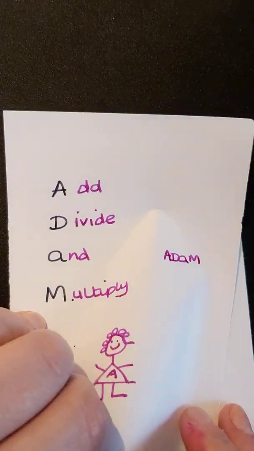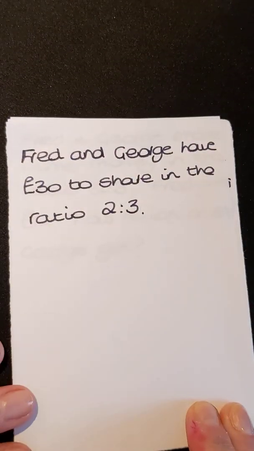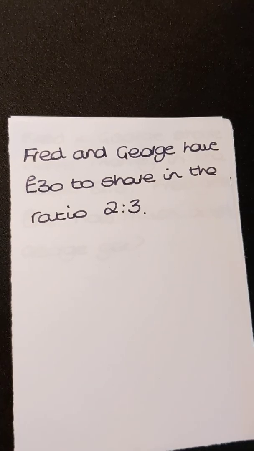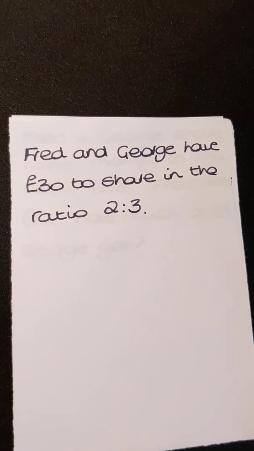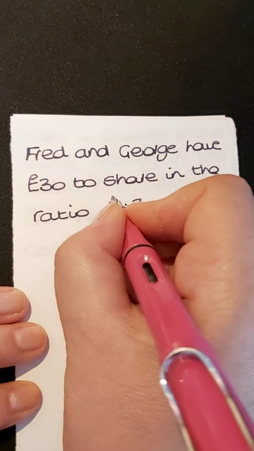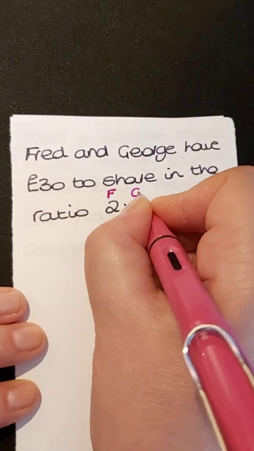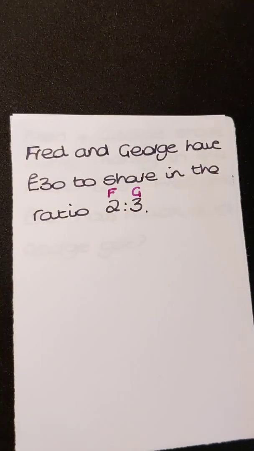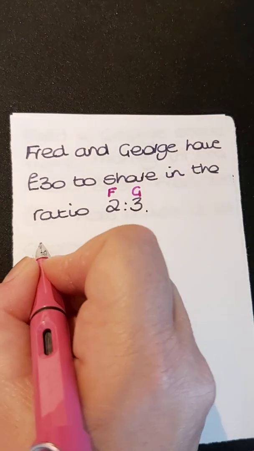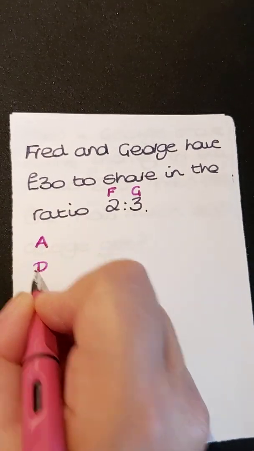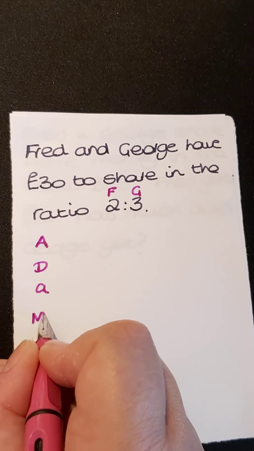Okay, so Fred and George have £30 to share in the ratio of 2 to 3. How much does each person get? Well, this is our Fred number and this is our George number. Okay, now we are going to add, divide and multiply.